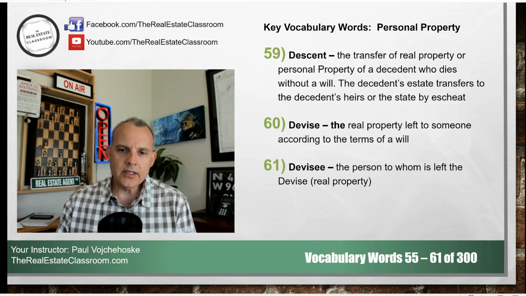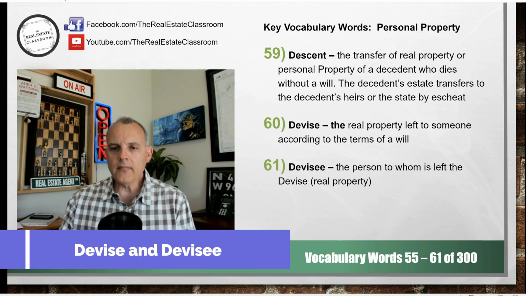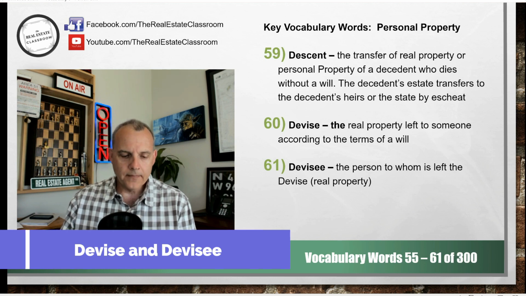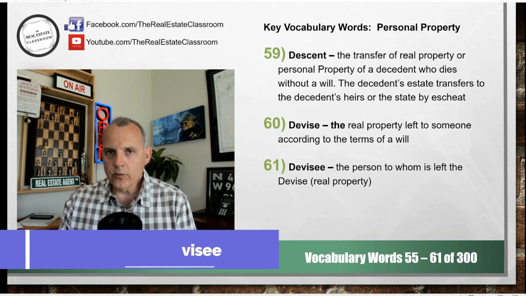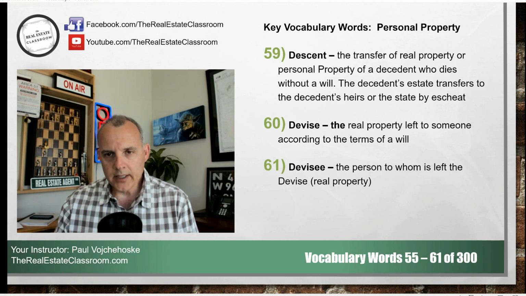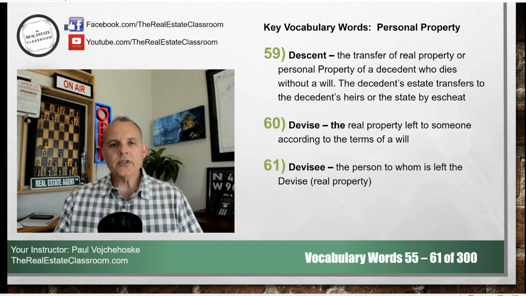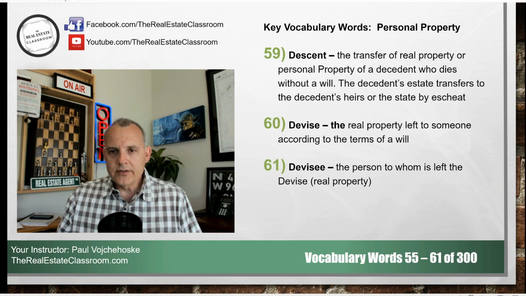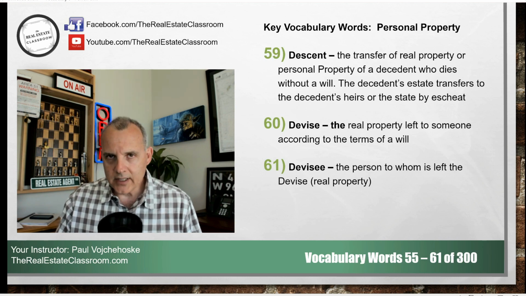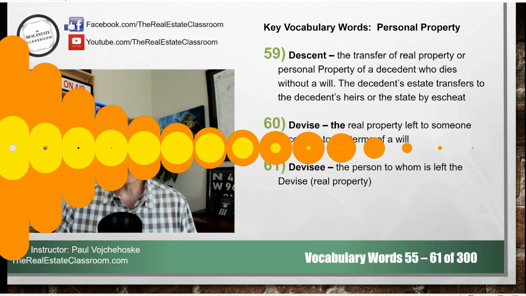All right, numbers 60 and 61. There are two terms called a devise and the devisee. If someone dies with a will, they have died testate, and they've left real property to somebody. That property that's in the will is called the devise. The person that's receiving the devise is called the devisee. Right? Two terms that you really have to remember because the licensing exam loves to ask about those.